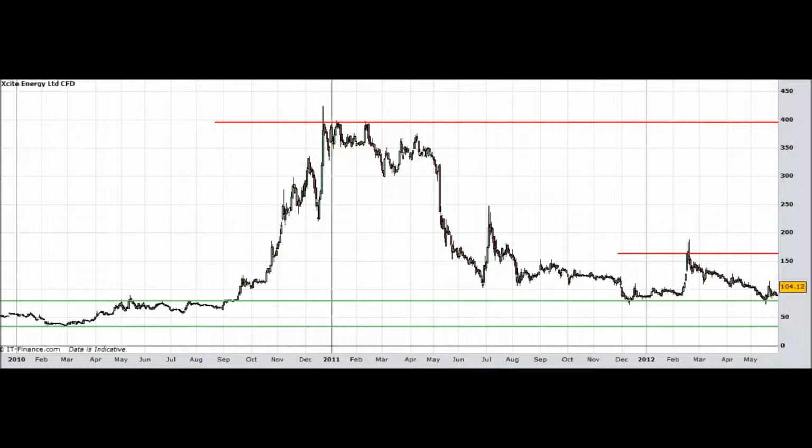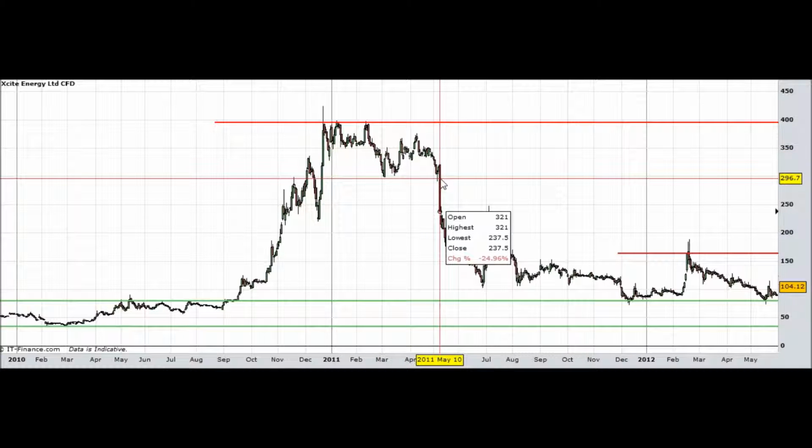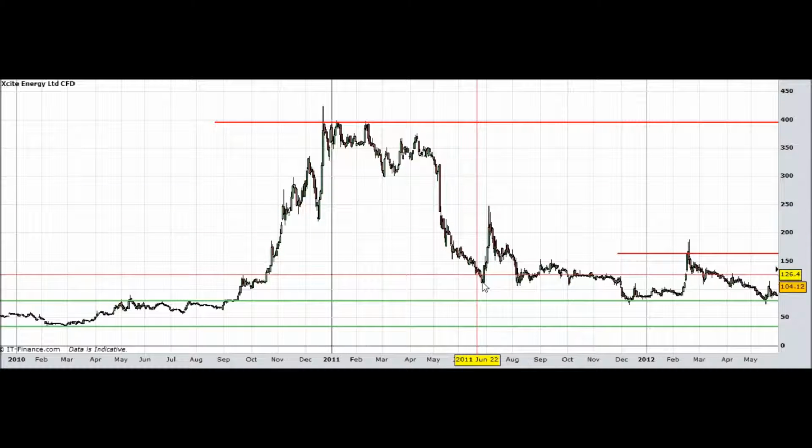This is the most obvious head and shoulders pattern you'll probably see. This is Excite Energy. This is a bubble. Anything that shoots up this quick is unsustainable. So it was no surprise really when we saw a topping pattern here. We will teach you how to trade these on our DVD because we've only got a set amount of time at the moment.